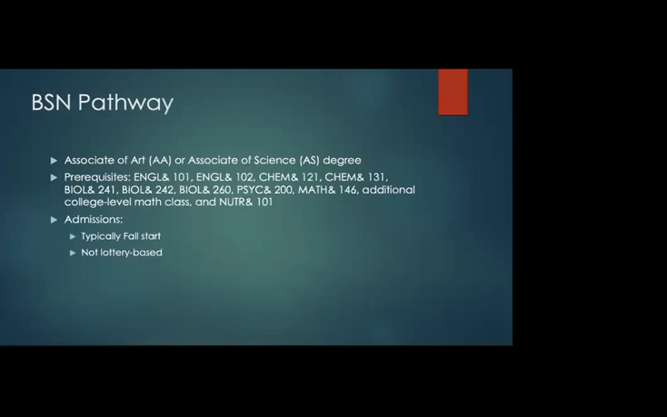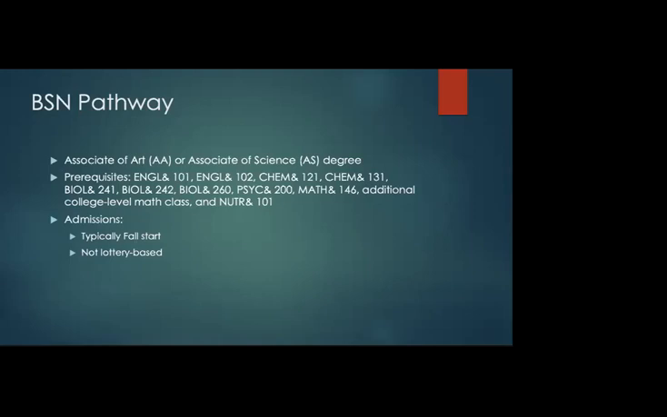And then for the BSN route, the most common degree that students would be pursuing here at North would be either the Associates of Art or the Associates of Science degree. The prerequisites include English 101, English 102, Chem 121, Chem 131, Bio 241, Bio 242, Bio 260, Psych 200, and Math 146. It also requires an additional college level math class and Nutrition 101.